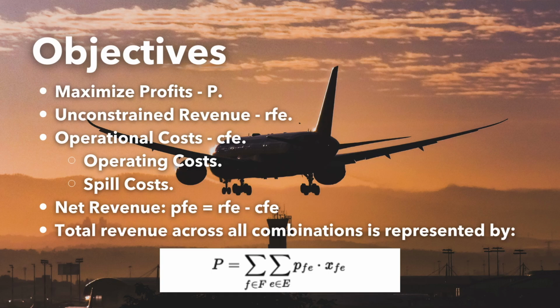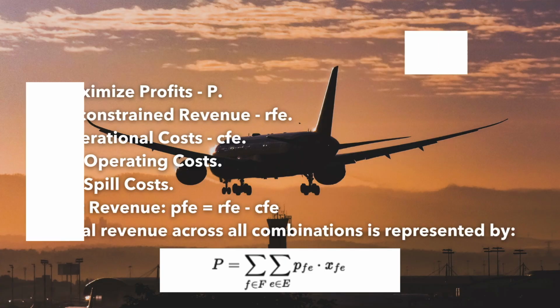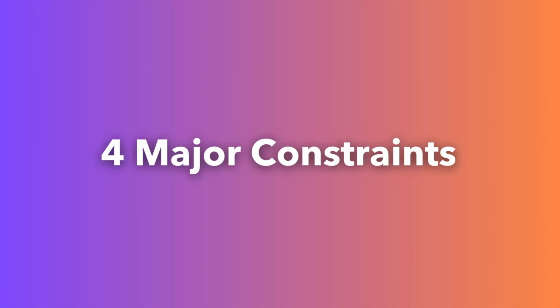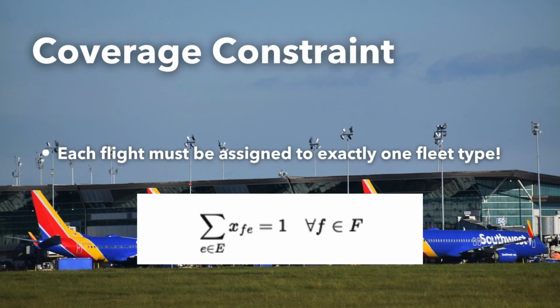The objective is to maximize total profit by summing the profits for all fleet assignments. This is determined by calculating the total net revenue across all possible fleet combinations. The fleet assignment problem includes 4 major constraints to ensure realistic and efficient assignments. First, we have the coverage constraints. Every flight must be assigned to exactly one fleet type. This constraint ensures that no flight is left uncovered or assigned to more than one fleet.